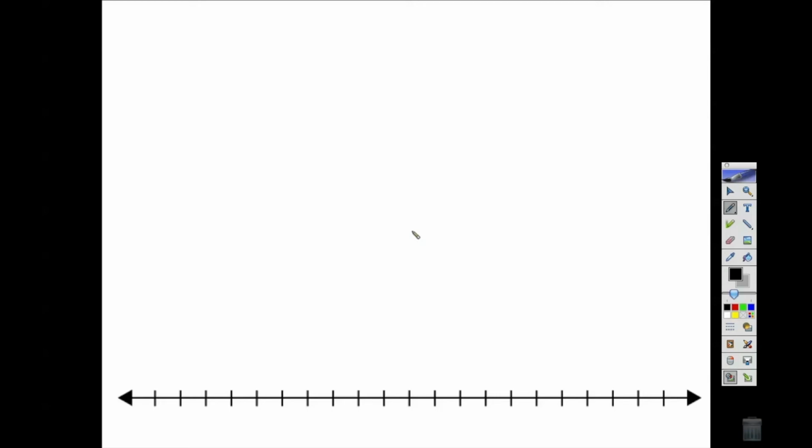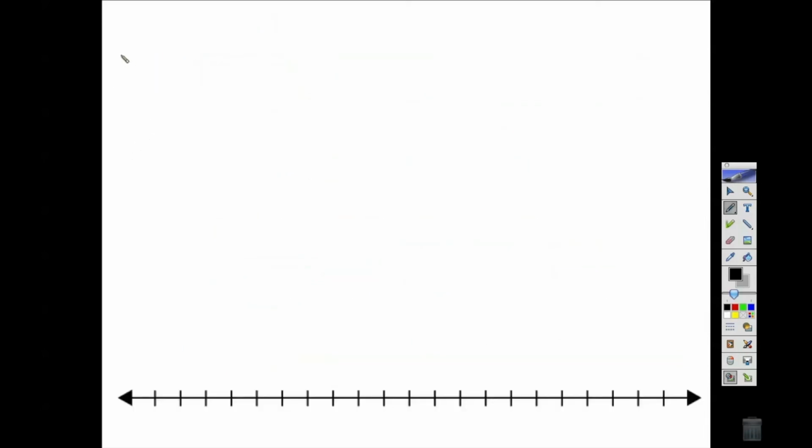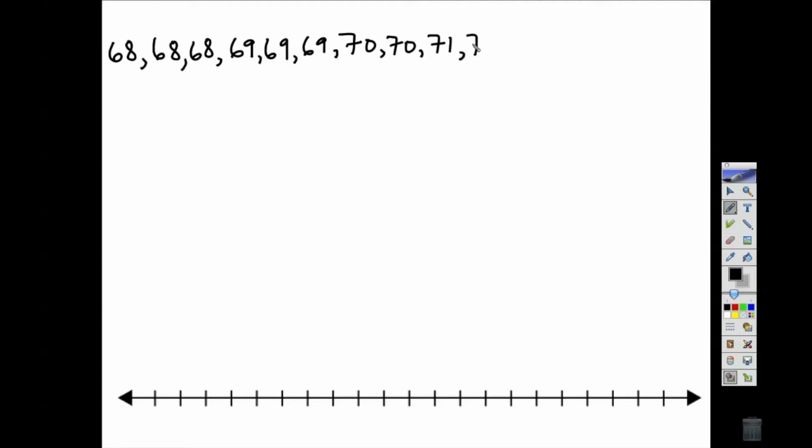Next, we are going to find the median, meaning the very center part of this data. In order to do that, we need to put all these numbers in order from least to greatest. All right, let's get started with that. We have 68, a total of three times. 69, a total of three times. 70 is happening twice. 71, only one time.